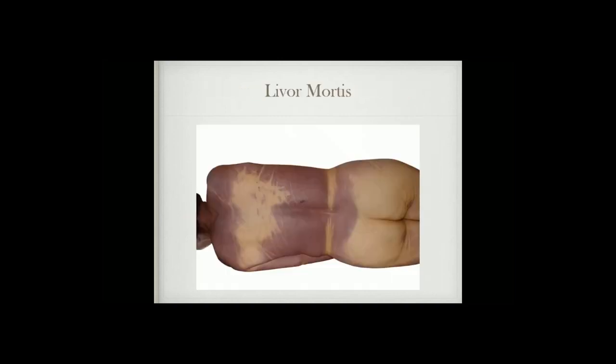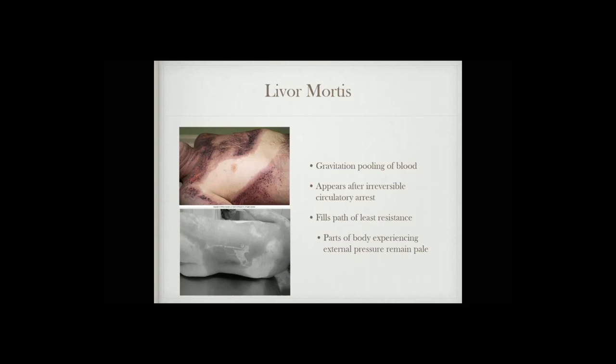The first change we'll talk about is livor mortis, which literally means the bluish color of death. Livor mortis is the gravitational pooling of blood after circulatory death has occurred. Once the blood stops flowing, gravity will pull the blood down to the path of least resistance. Depending on how the body is found or lying at the time of death will dictate the pattern of livor mortis. And any sort of external pressure can actually blanch particular areas.